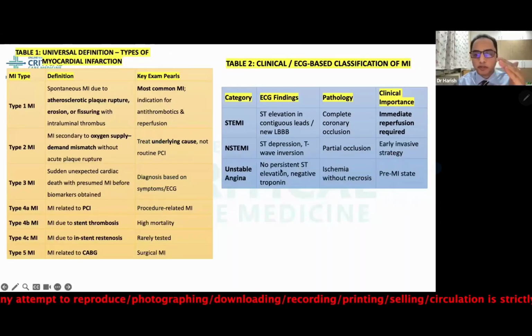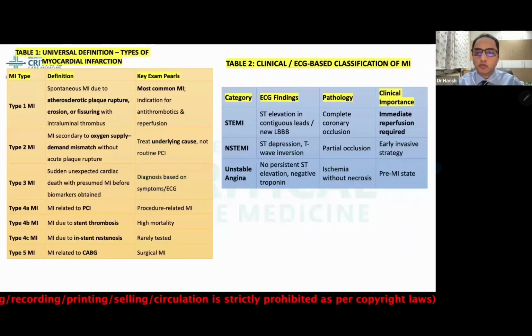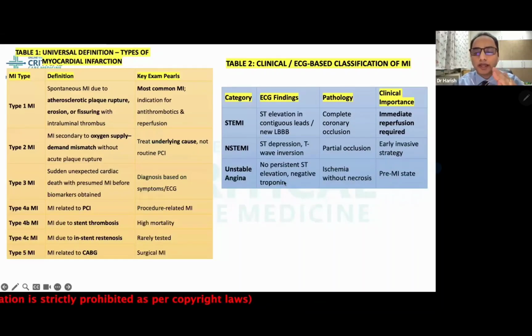Unstable angina: there is no persistent ST elevation, and troponin is negative. There might be ST depression or T wave inversion, but usually the cardiac enzyme troponin is going to be negative. It is ischemia, not death of the cells. There is no necrosis, there is no infarction. So it may sometimes be what we call a pre-MI, pre-myocardial infarction state. So this is the other way of classifying acute coronary syndrome.